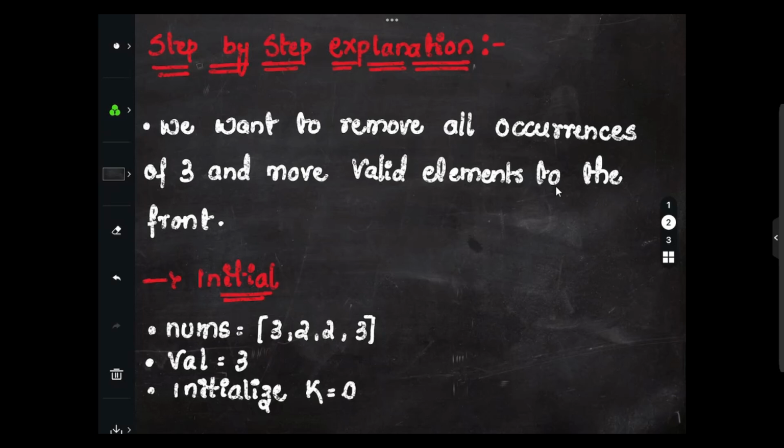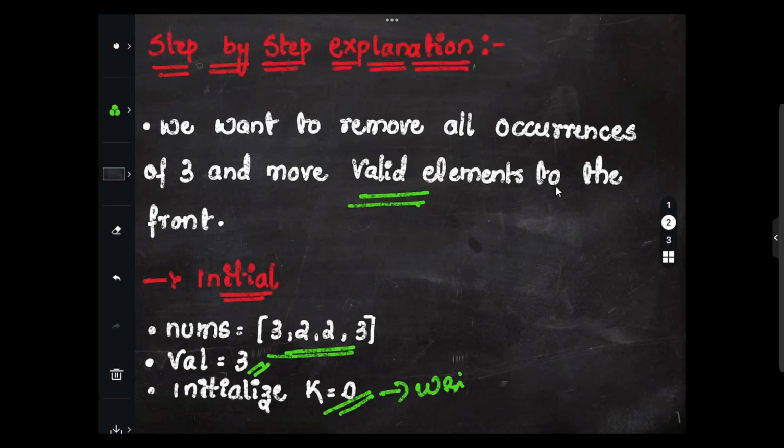Here we need to remove all the occurrences of the 3 and move the valid elements to the front. That's what we have been asked to do in the question, right? So the initial step: nums is 3 2 2 3, value is 3, and we will initialize k equals 0. What we are doing here is nothing but the right pointer for the valid values.